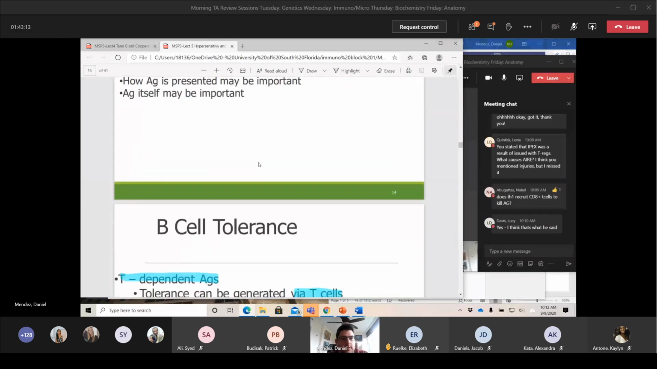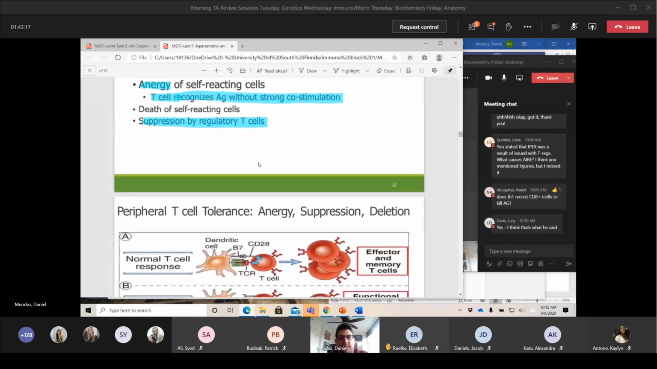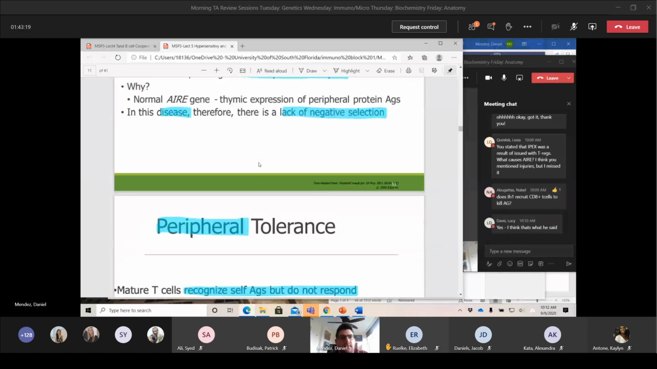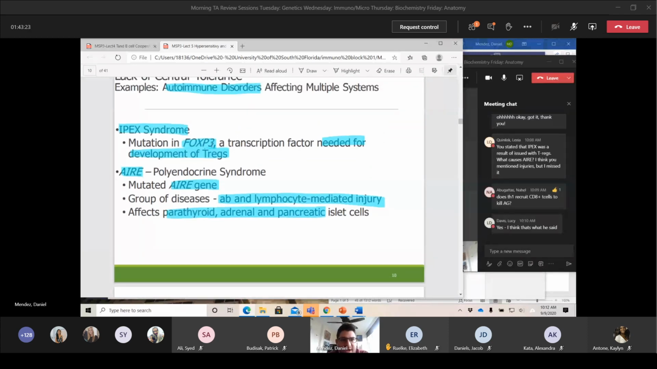Okay. I'm going to go back up to IPEX. I think she has another slide on IPEX, but I'm going to go back up to it just for fun. FOXP3 being that marker that we have on those Tregs, if there's a mutation in FOXP3, then we don't have that marker on our Tregs. So our Tregs themselves actually experience anergy.